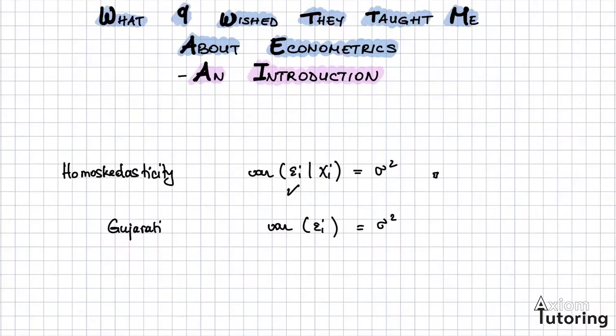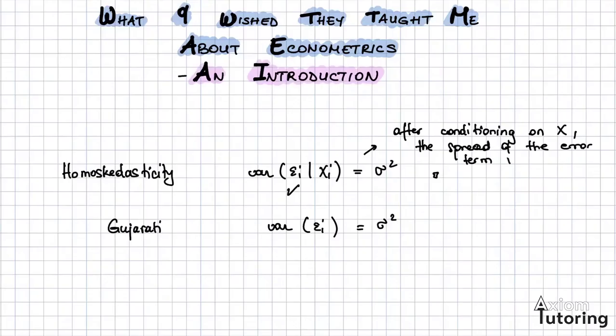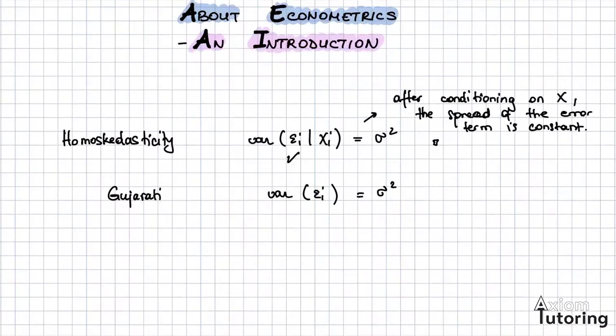The conditional homoskedasticity, written in the way that we did, means that after conditioning on x, the spread of the error term is constant. What about the unconditional homoskedasticity?